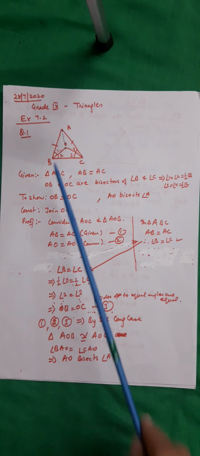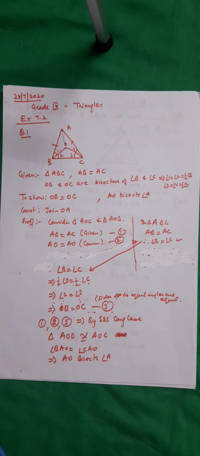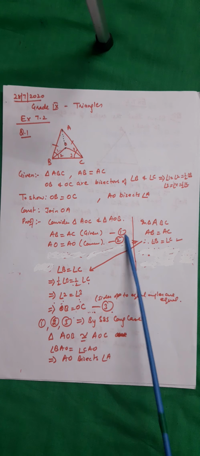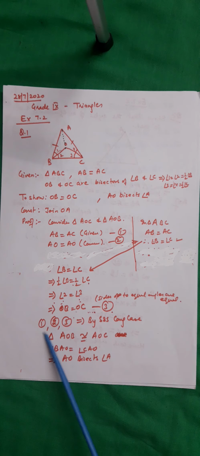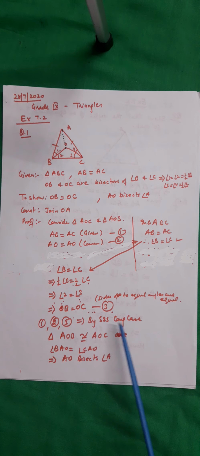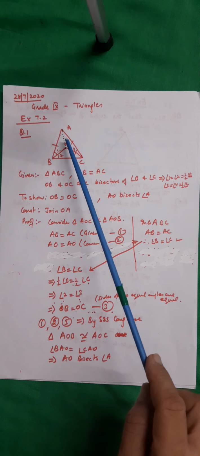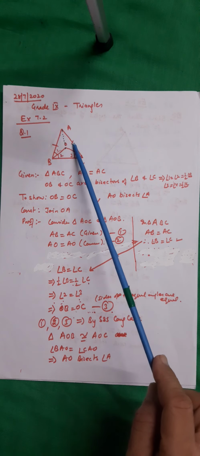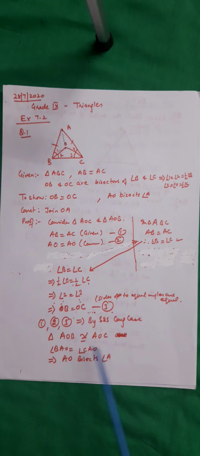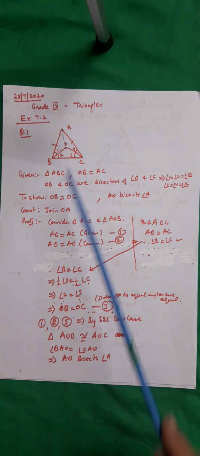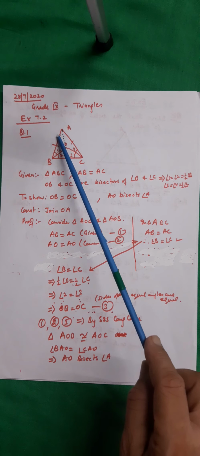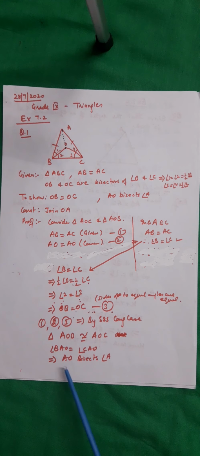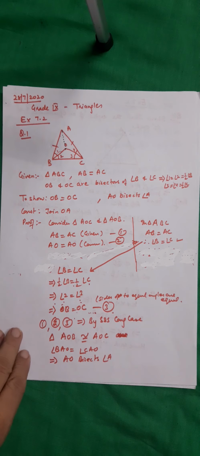So this implies now that OB is equal to OC. Now number 1, number 2 and number 3, according to them, we can have by SSS congruence case, triangle AOB will be congruent to triangle AOC. And then this implies that angle BAO is equal to angle CAO. These two angles will be equal now. That means AO bisects angle A.